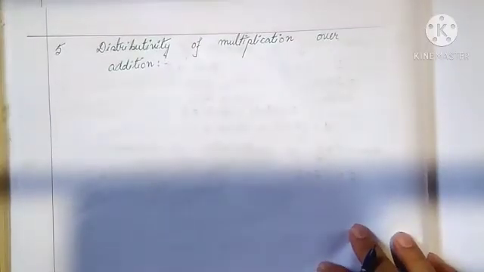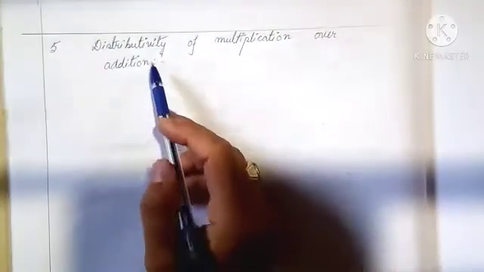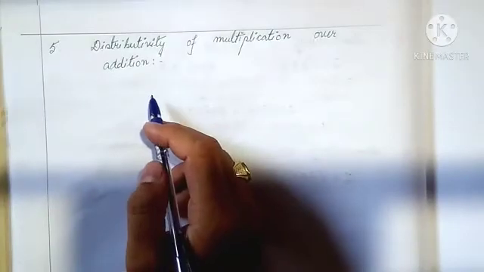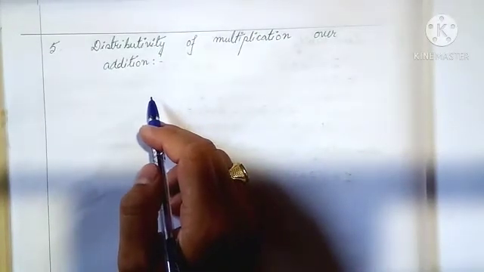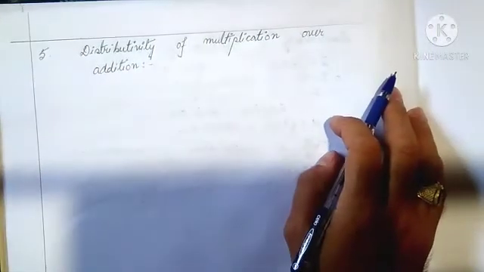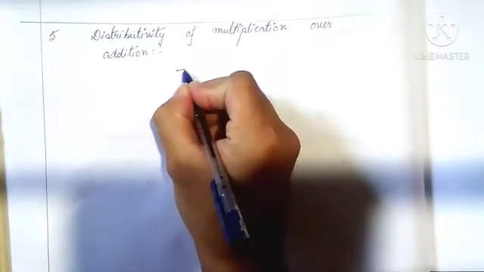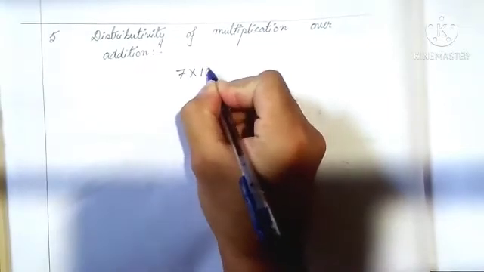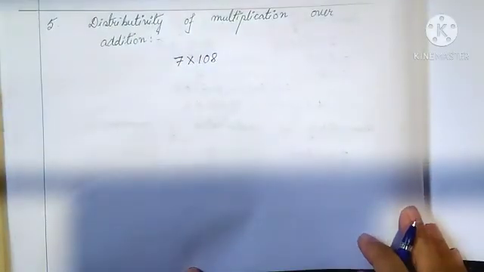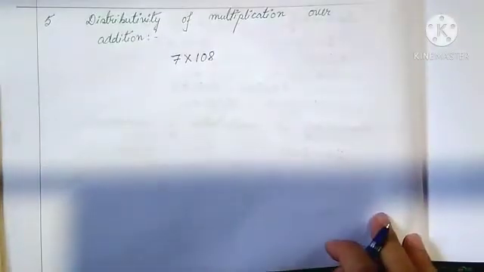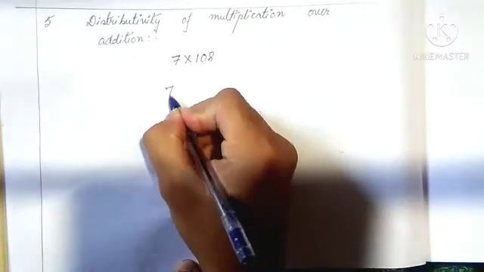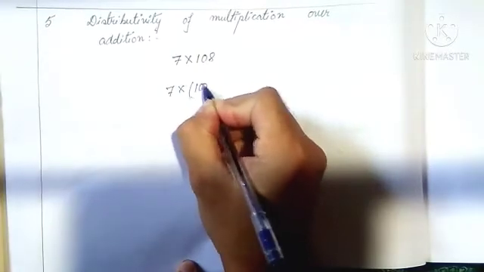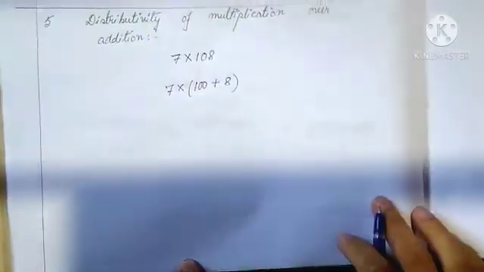So students, we have another one, and it says distributivity of multiplication over addition. We have already learned this property in previous chapters, right? So let us take an example using numbers. Let's say 7 into 108. Instead of finding the product using the simple method, if you want to use distributive properties, then we are going to write 7 times (100 plus 8), right?